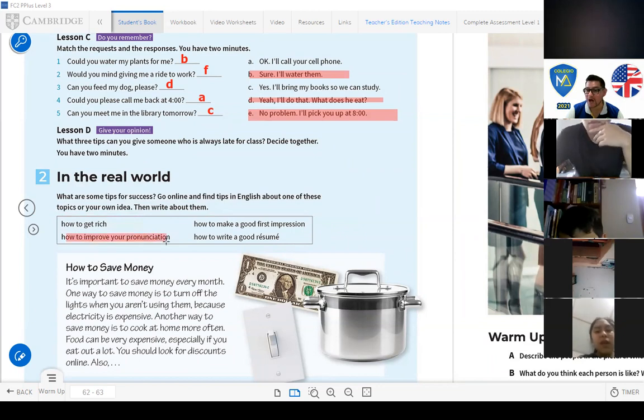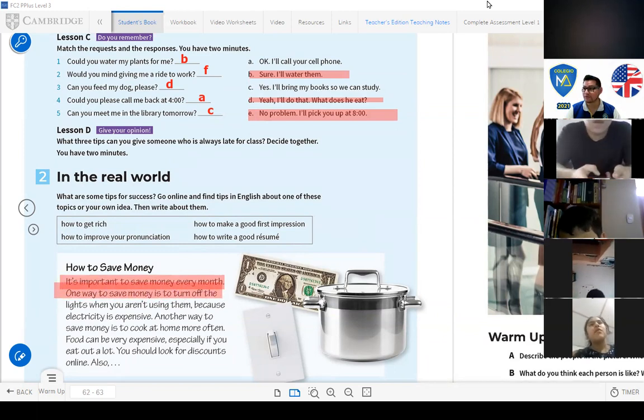How to improve your pronunciation, how to make a good first impression, how to write a good resume, how to save money, cómo ahorramos dinero. It's important to save money every month. One way to save money is to turn off the lights. That's important, right? Si apagas las luces, yeah, you can save money when you aren't using them, because electricity is expensive.